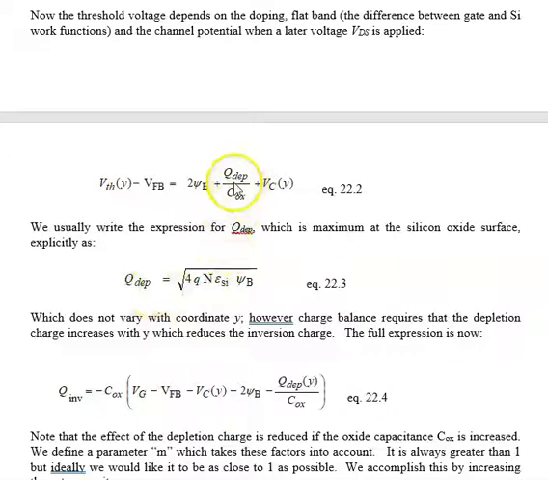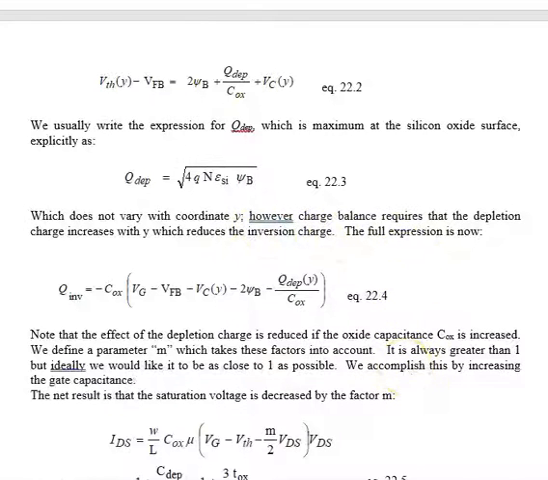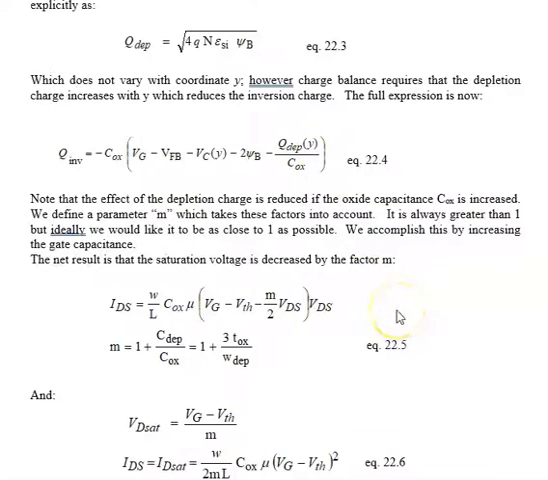The depletion charge is given by equation 22.3. Again, we've seen it a number of times. It does not vary with Y. However, if we put in the requirement for charge balance, then we have a situation where the Q depletion is a function of Y. It increases as Y increases. And again, we've seen that a number of times.